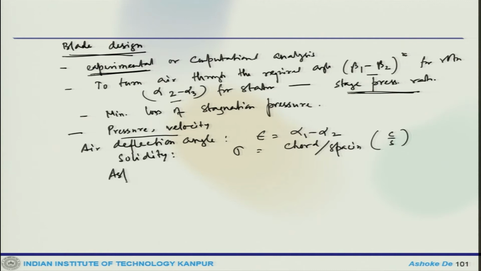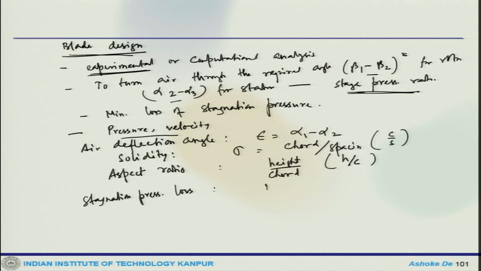Then aspect ratio, which is height by chord, that means h by c, and then stagnation pressure loss, which is P naught 1 minus P naught 2 by half rho V 1 square. So, which is W by half rho V 1 square.